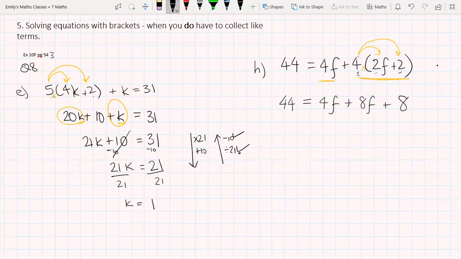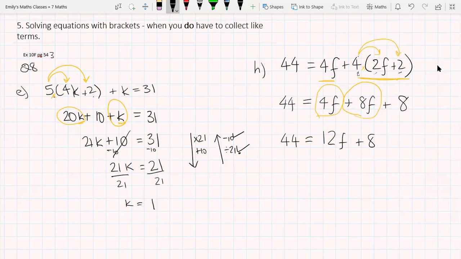Okay, have a look at what you've got here. Do you have anything that you can bring together? Do you have any like terms? We've got 4F and 8F. They are like terms, they can come together. So let's bring them together. 44 on the left-hand side stays that way. 4F plus 8 more F is 12F plus 8.